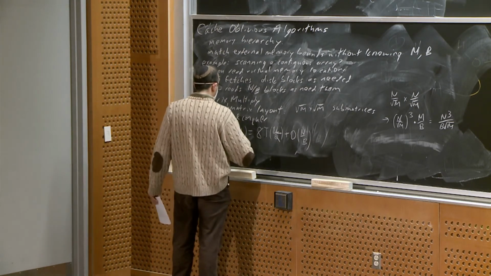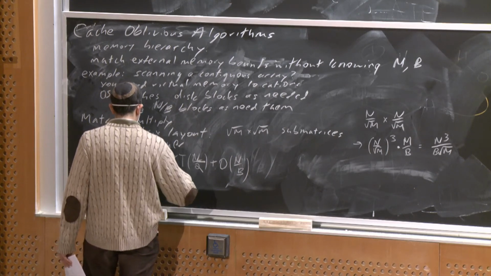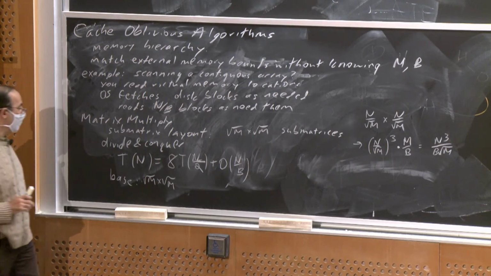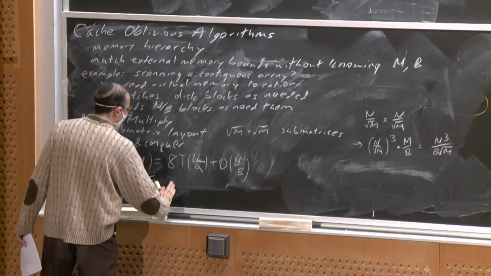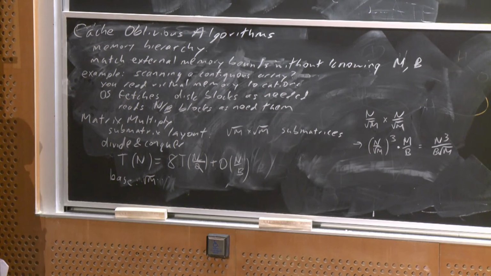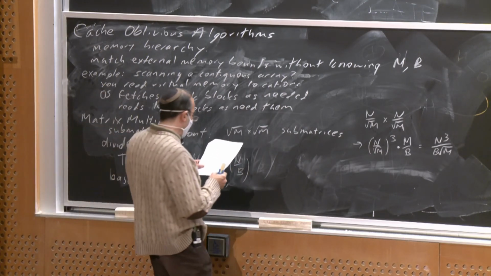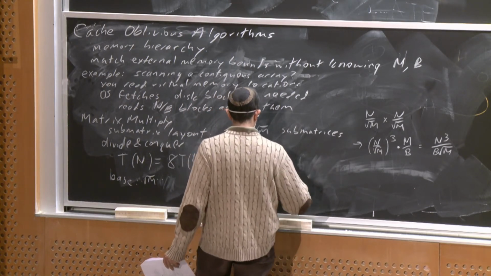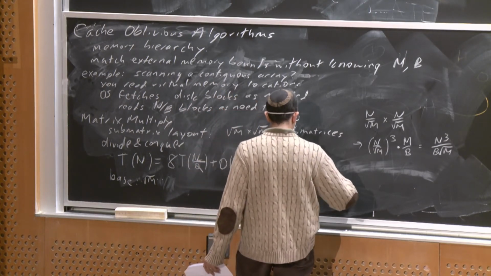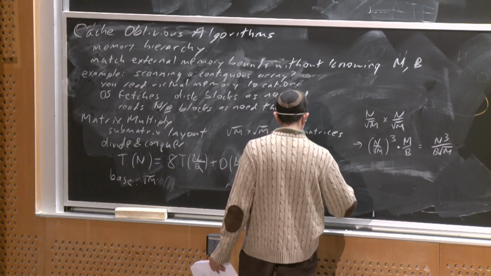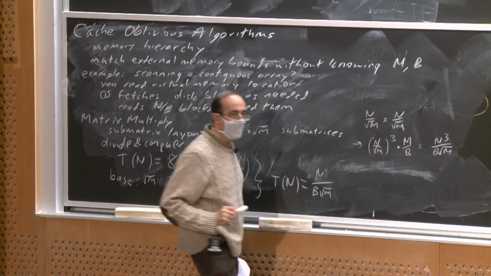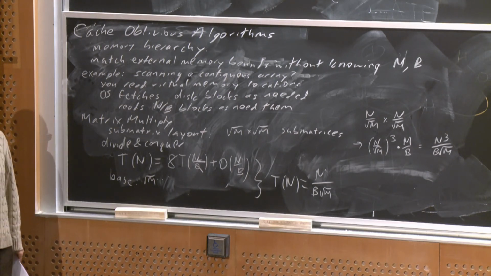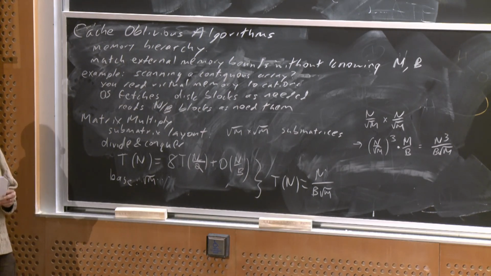So the base case is going to be matrices of size root m by root m, which get drawn into memory, right? Or just root M. Right? And so if you solve that recurrence, you get exactly the bound that we got by careful construction before. Any questions about that?